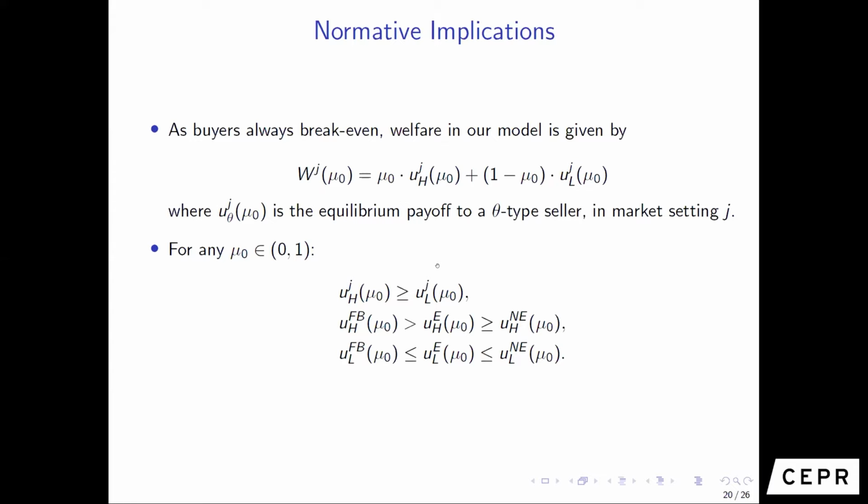So why is this important? Let's think now of our notion of welfare. Here buyers break even, and we're going to focus on ex-ante welfare. Ex-ante welfare is just the weighted average of the payoff of the high type and the low type by the probability of the agent being a high or a low type. Well, we show a few things. The payoff to the high type is always greater than the payoff to the low type. But most importantly, the high type gets a higher payoff in exclusive than in non-exclusive markets, while the low type gets a higher payoff in non-exclusive than in exclusive. This is not surprising, and it comes from the fact that there's always a higher cross-subsidy in non-exclusive markets. So non-exclusivity is always good for the bad types and bad for the good types.